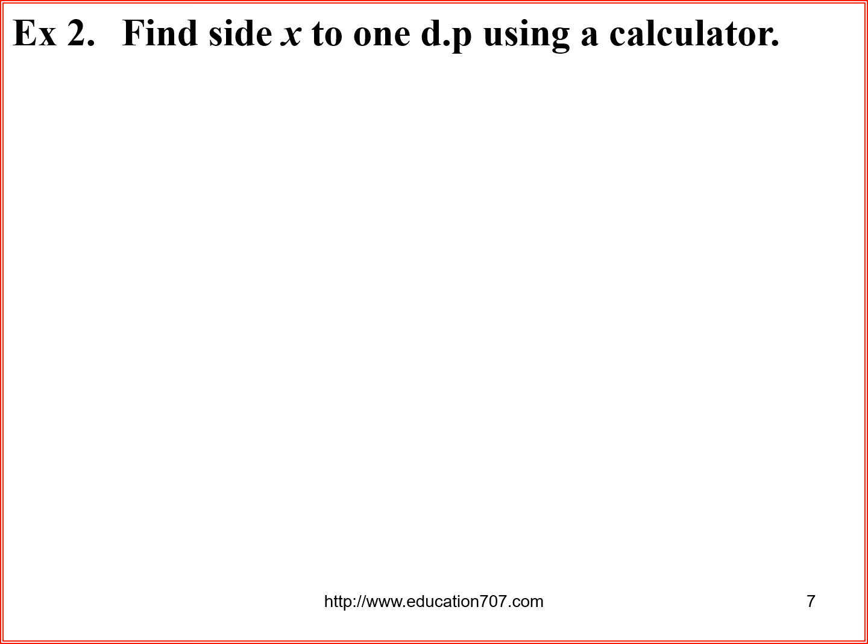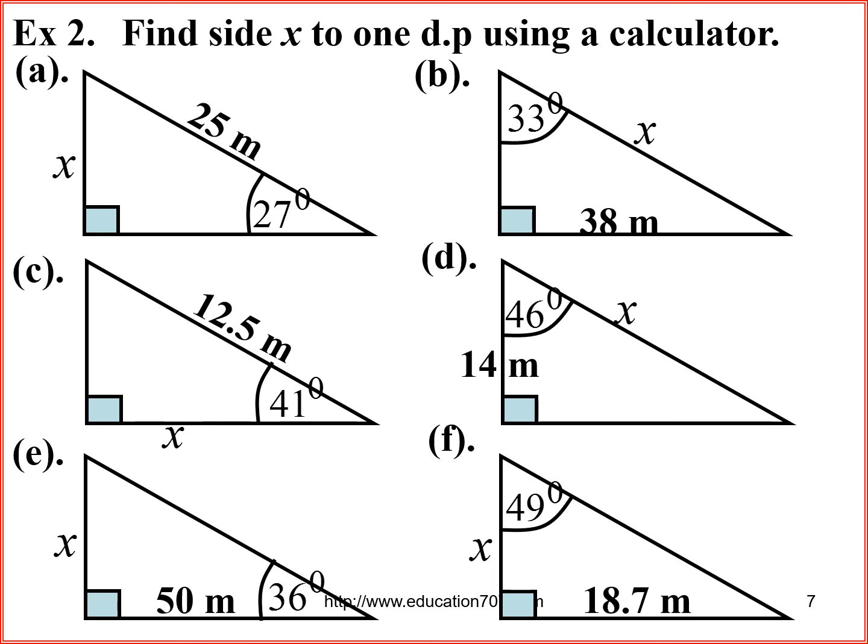So example 2. Find x to 1 dp using a calculator. Here we have a side and an angle given in a right-angled triangle, required to find another side. So we have 6 examples which you can attempt yourself.